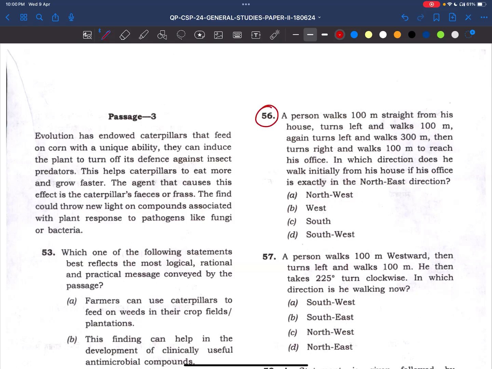56th question. A person walks 100 meters straight from his house. Okay, let's see. If this is his house, he is walking 100 meters and turns left and walks 100 meters. Then turns again left and walks for 200 meters.